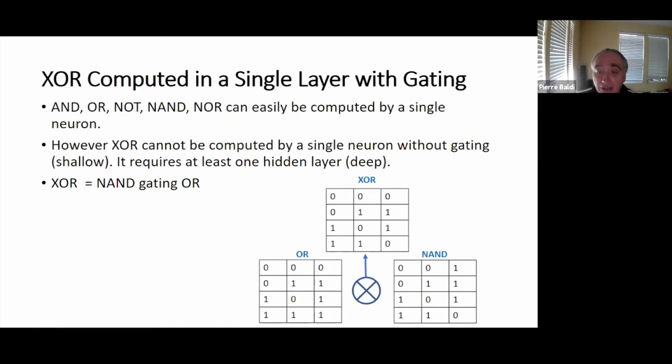You need at least one hidden layer. And with one hidden layer, you can easily compute XOR. Now imagine that you allow attention, so you allow the product of the outputs. I claim you can compute XOR without a hidden layer immediately.